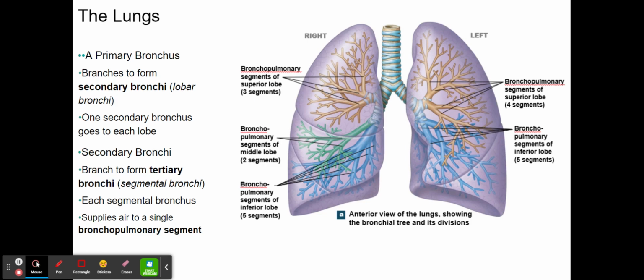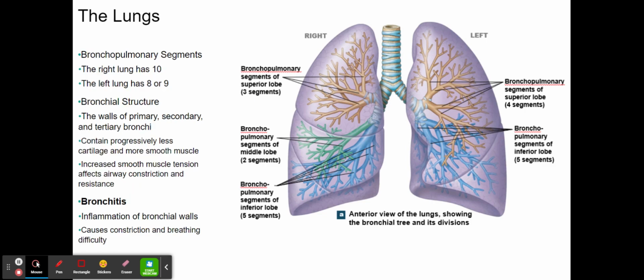The branching pattern differs between the 2 lungs, but each tertiary bronchus ultimately supplies air to a single bronchopulmonary segment, a specific region of one lung. The right lung has 10 bronchopulmonary segments. During development, the left lung also has 10 segments, but adjacent tertiary bronchi fuse, generally reducing the number to 8 or 9.